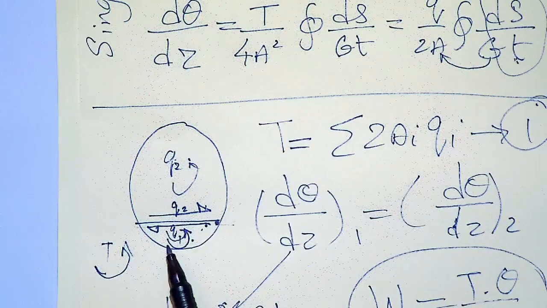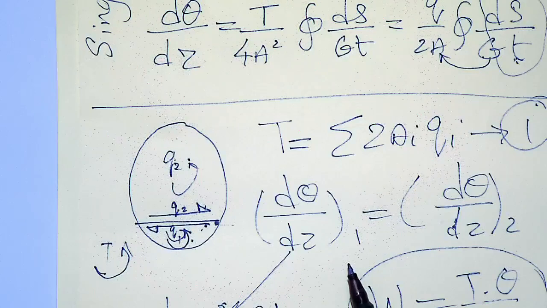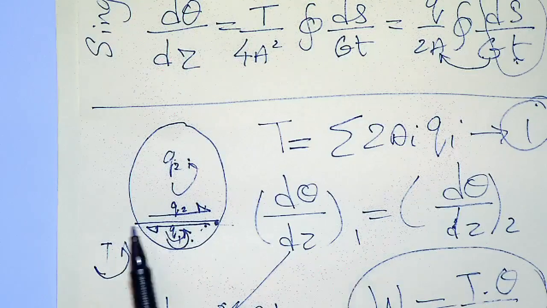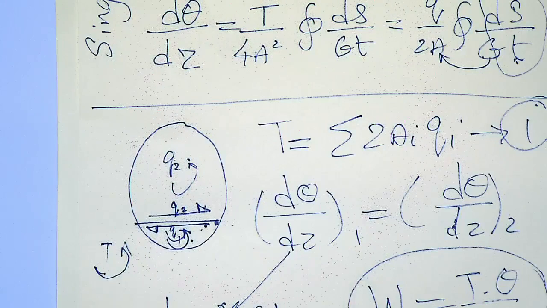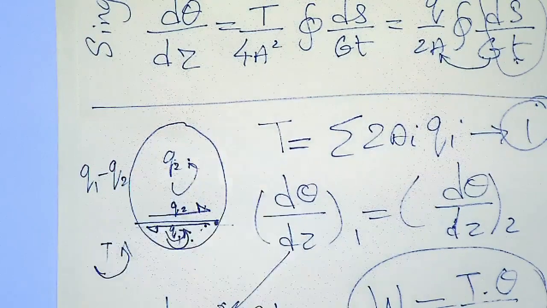1 megapascal. What is it? I mean, forget about 1 megapascal. What is the shear flow in the horizontal panel? My apology. What is the shear flow in the horizontal panel? Q2 minus Q1. Well done. Say Q1 minus Q2 if Q1 is bigger than Q2.